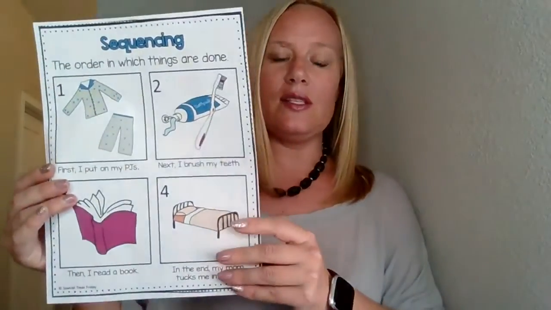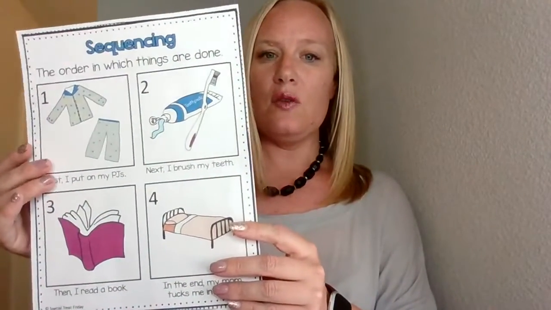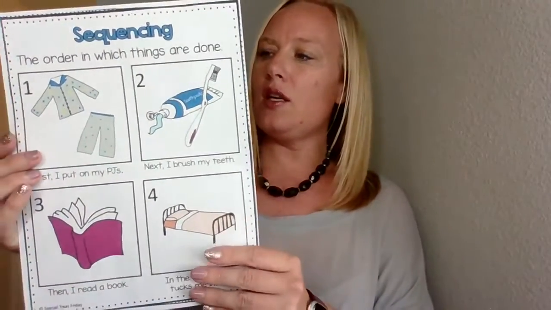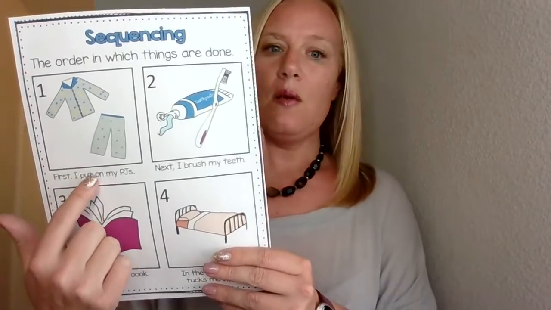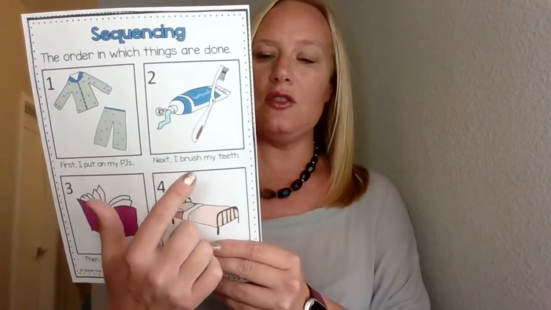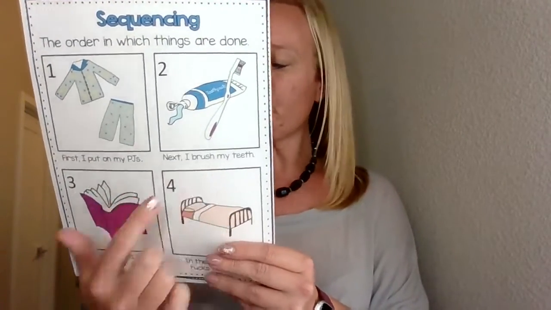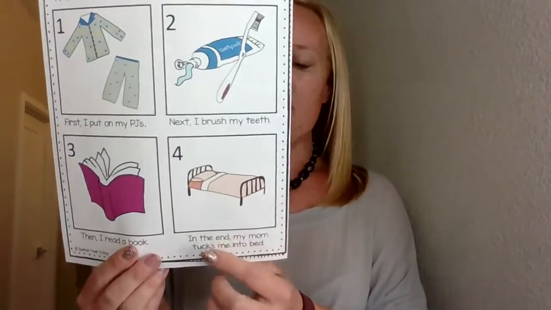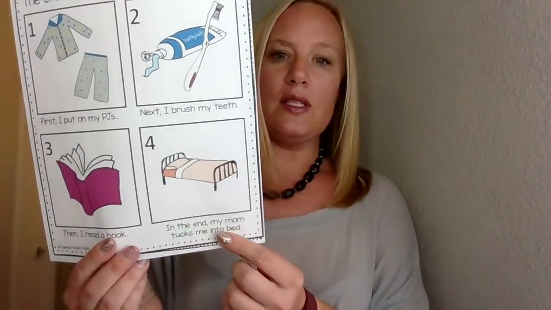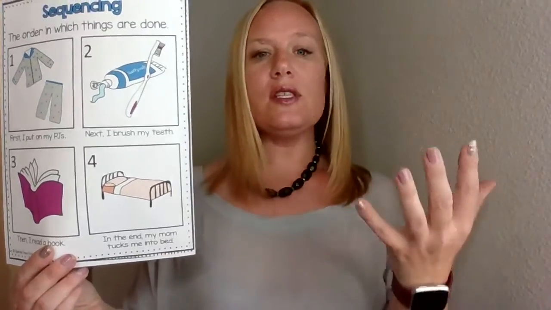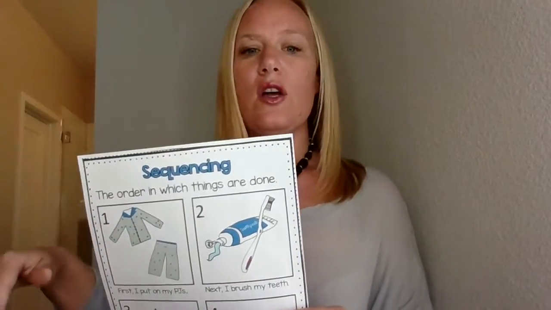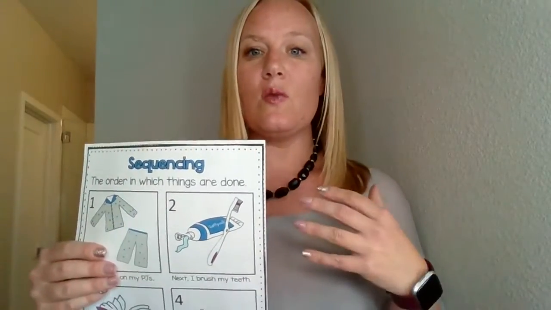So I like to start introducing sequencing as something that's familiar to my students. So I'll make an anchor chart. It's going to be something similar to this that shows sequencing, the order in which things are done. And so the first thing I do is put on my PJs. The next thing I do is I brush my teeth. Next thing I read a book. And then in the end, my mom tucks me into bed. So I make a sequencing chart that I put up on the board so that they can see what my bedtime routine will look like.